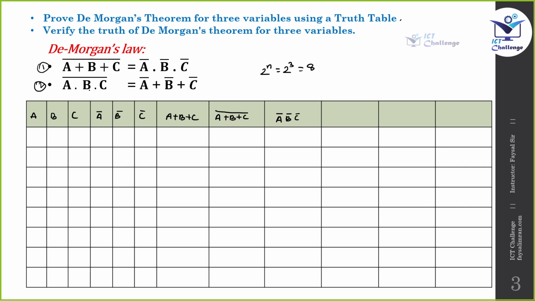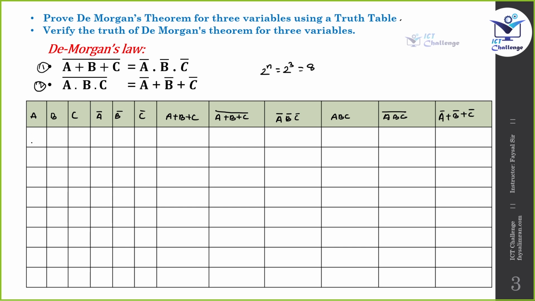And for equation number 2, we get ABC whole bar. That means we first need ABC without the whole bar, and after that we find the value of ABC whole bar. The right hand side is A bar plus B bar plus C bar, so we write A bar plus B bar plus C bar there. Now this is a very big truth table. Here we get 8 rows.